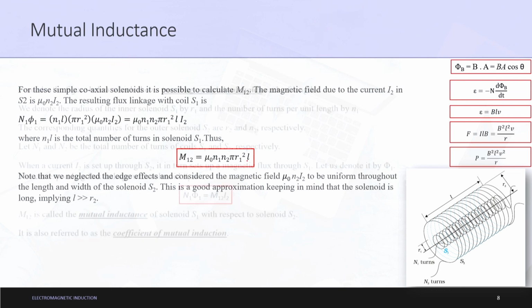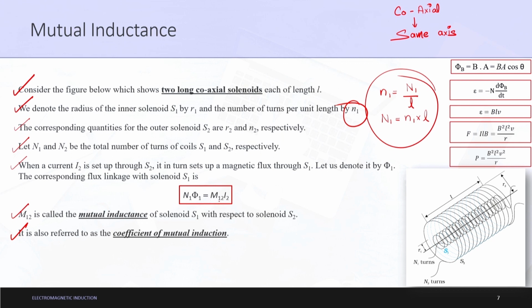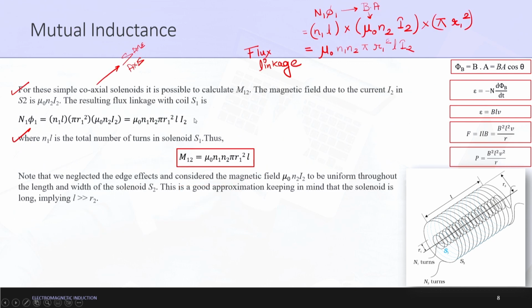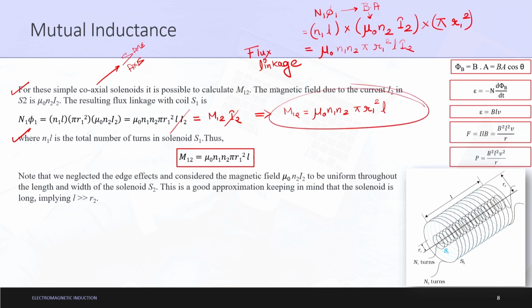From where did this come? We know N1 phi 1 is equal to M12 I2. Just equating this, I2 gets cancelled, and therefore we get M12 is equal to mu naught N1 N2 pi r1 square L. Hence, we got the value of mutual inductance.